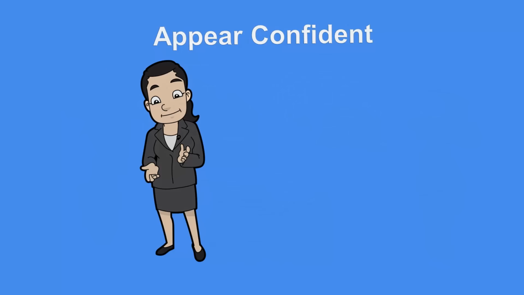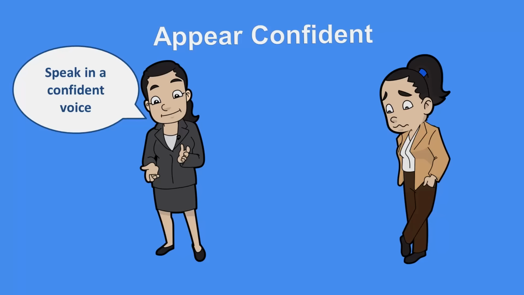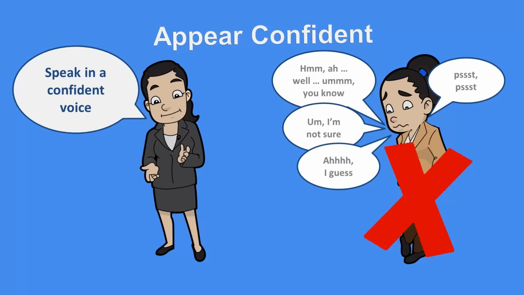Appear confident. Speak in a confident voice. Maintain eye contact instead of looking down at the floor or your eyes darting around the room as you talk. Don't whisper or hem and haw or say things like, I'm not sure, I guess.